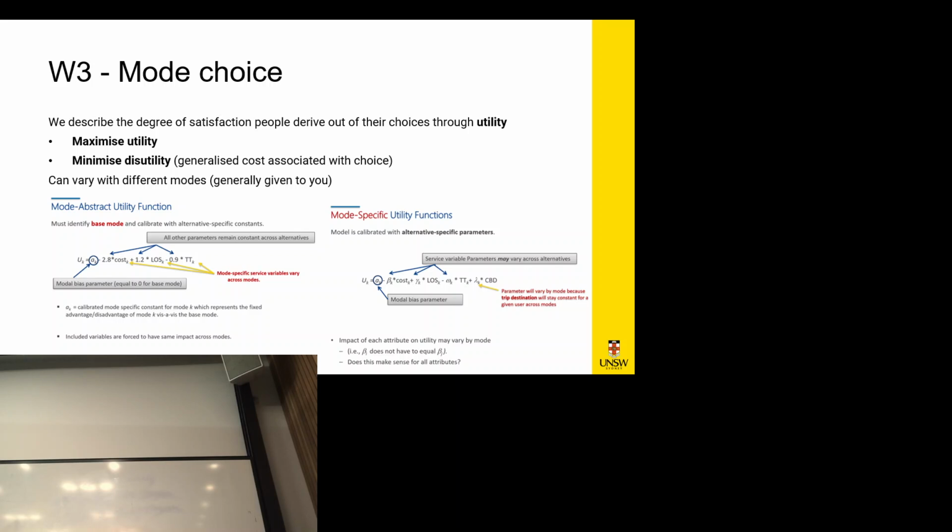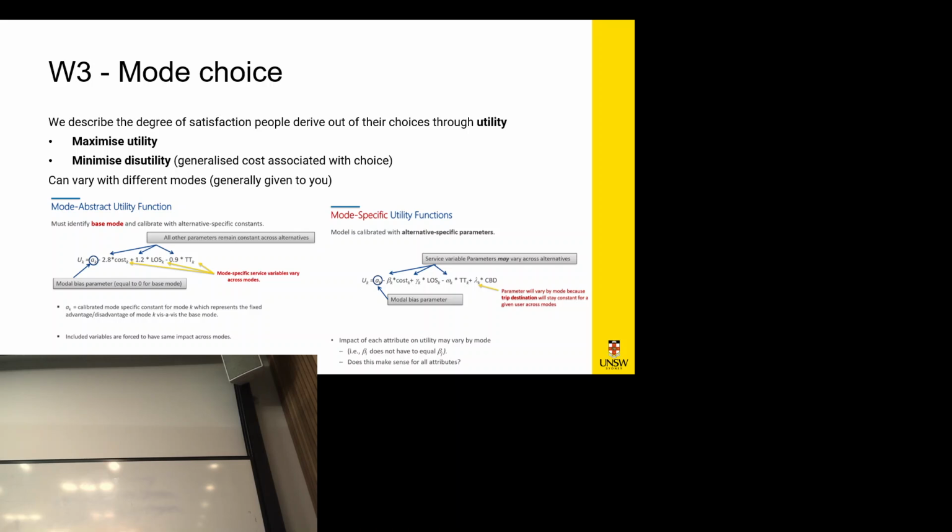So what we have is the concept of utility. Okay. The utility tells us the degree of satisfaction people derive out of their choices. So there's two ways of thinking about utility. We can maximize utility, but in a transport perspective, because transport usually has a negative utility, we need to minimize the disutility. So technically in transport, what you'll see is that when you have this utility function, which I'll introduce right now, if it's negative, we need to make sure that the negative number is not very big. Okay? So how do we calculate utility?